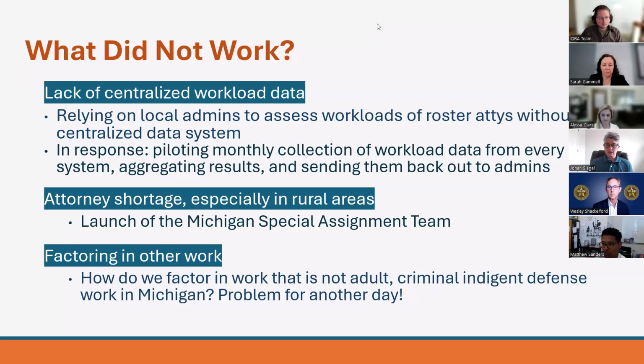And then the last thing I put under what does not work is how do we factor in other work that is not adult criminal indigent defense to our standards? And the answer is we're not dealing with it right now. So I was just a really ardent supporter of bringing that in from the very beginning. And it just was not possible. I'm not sure when that will be brought in, but, yeah, we're not addressing it yet.